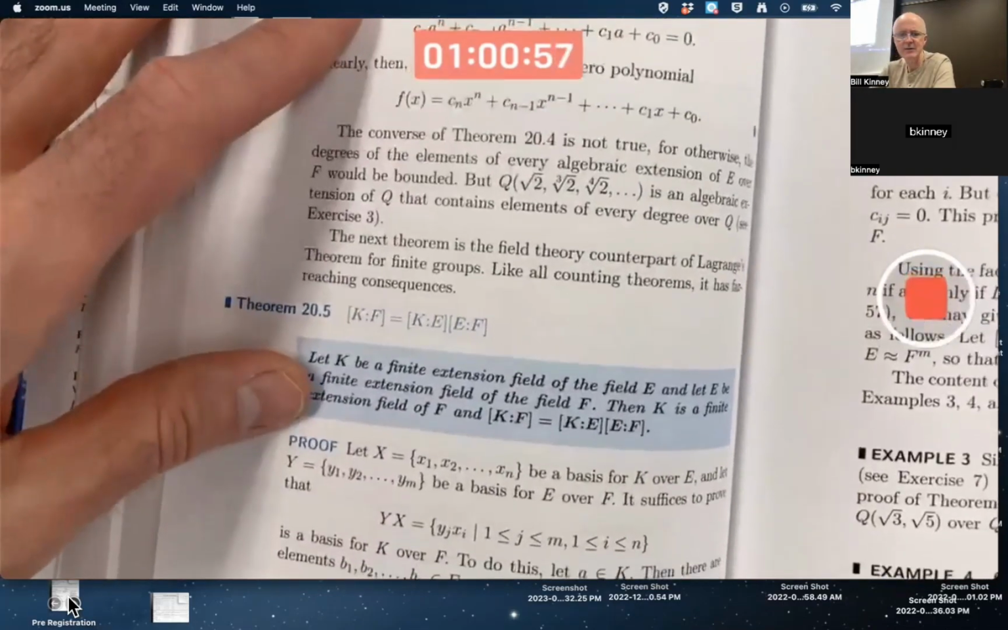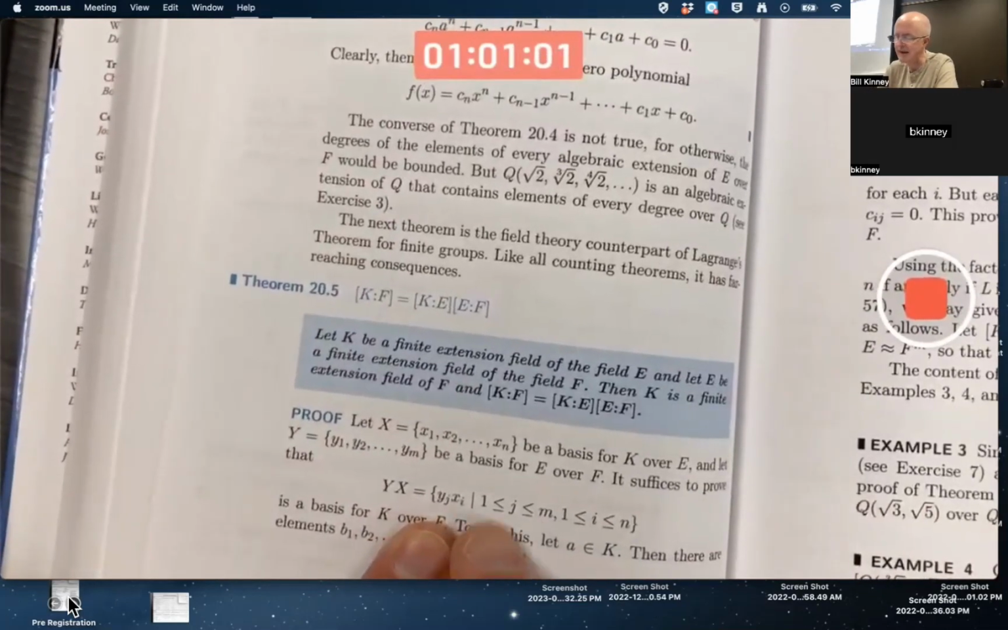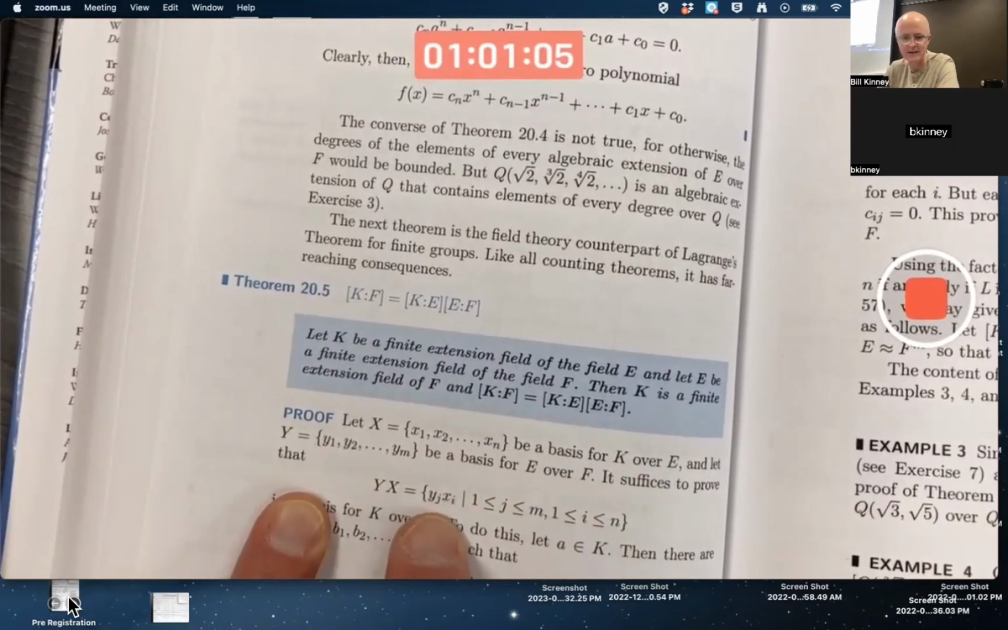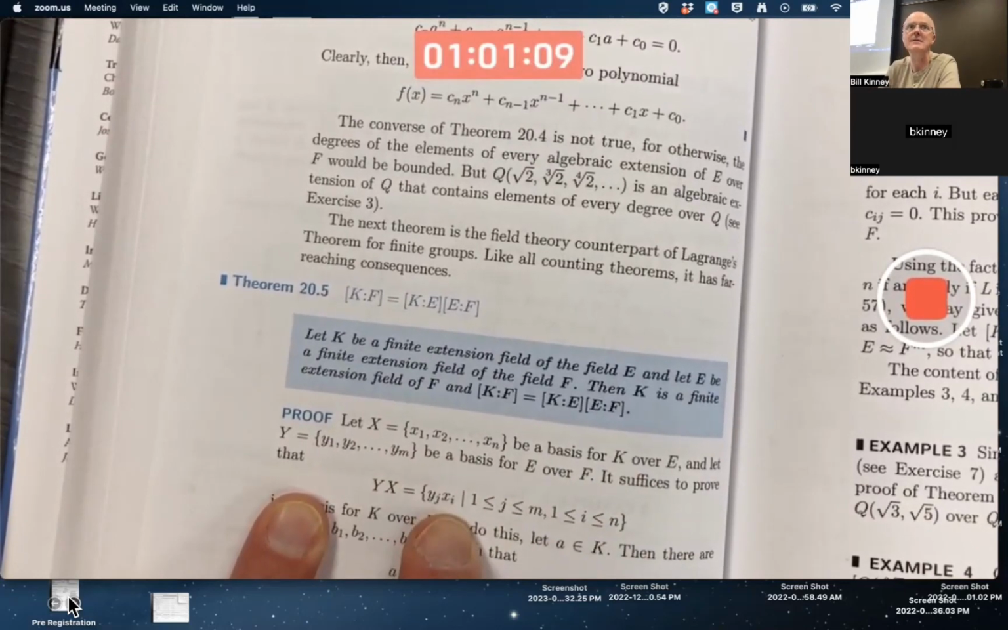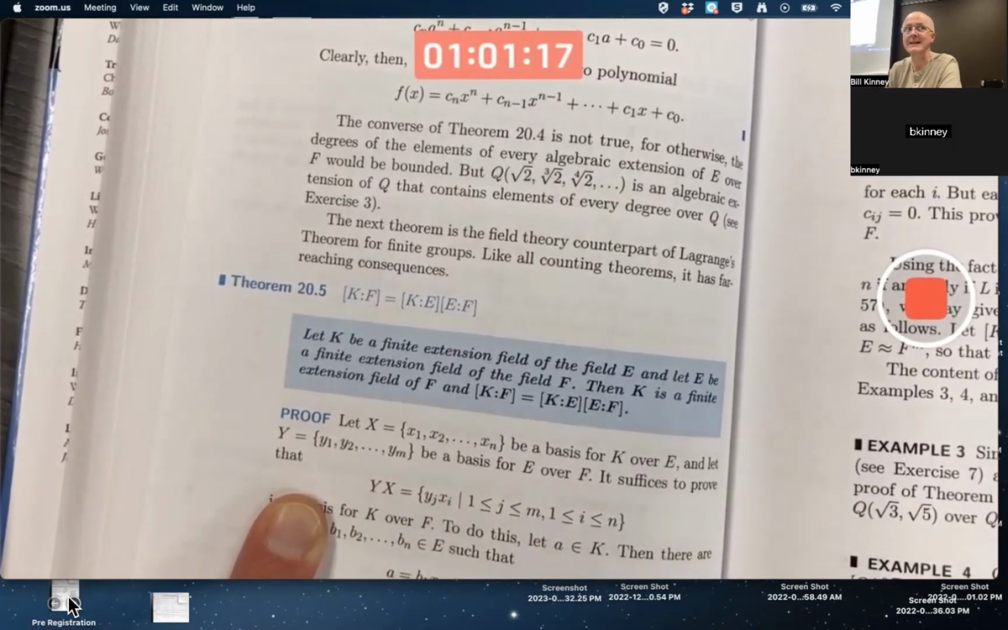And the key thing is to create a basis for K over F. You end up multiplying all the basis elements for K over E with the basis elements for E over F. You consider all possible products. And there's M times N of those. You just got to prove that this is a basis. That's a useful observation for helping you understand examples as well.